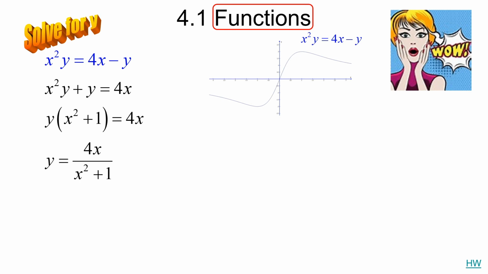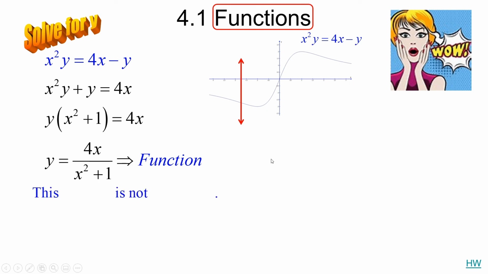Well, let's break out our vertical line. Could I put a vertical line anywhere on this graph that's going to cross that graph at more than one point? It does not look like it to me, so I'm going to say that x squared y equals 4x minus y is a function. All right, let's do one more.